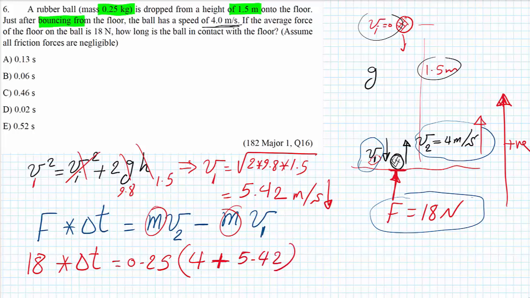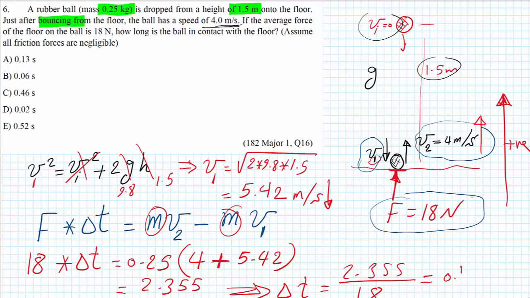5.42. From here, the right hand side, let's try to calculate it. 4 plus 5.42 times 0.25, it's 2.355. That means delta t is 2.355 divided by the force, which is 18. Gives you 0.131 second. So the time of collision here was almost 0.13 second. So I will choose number A.